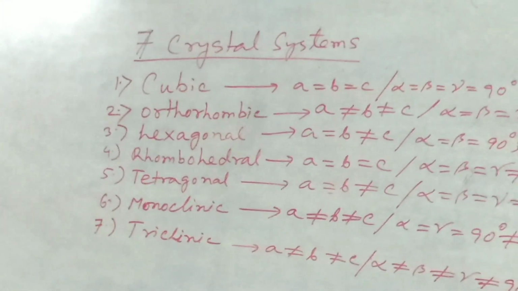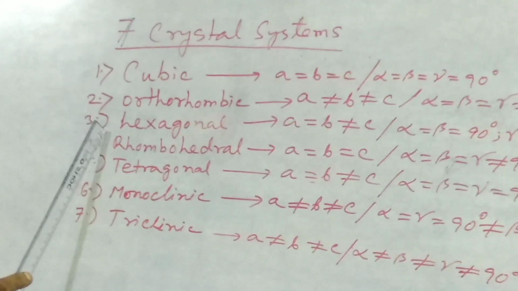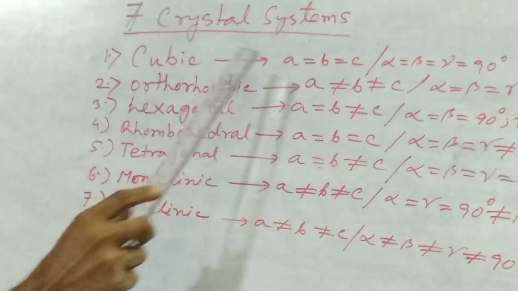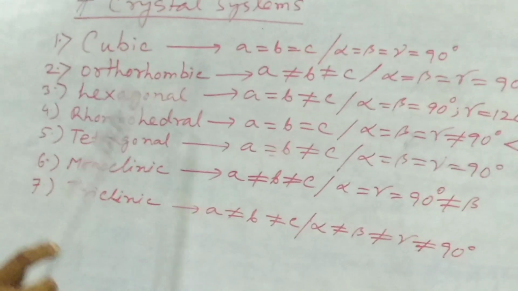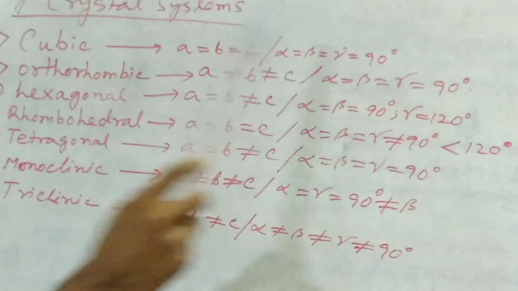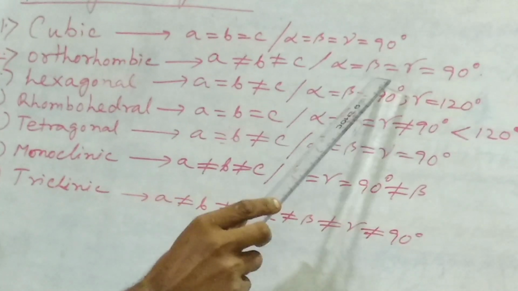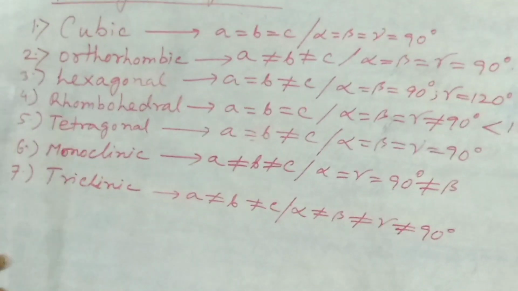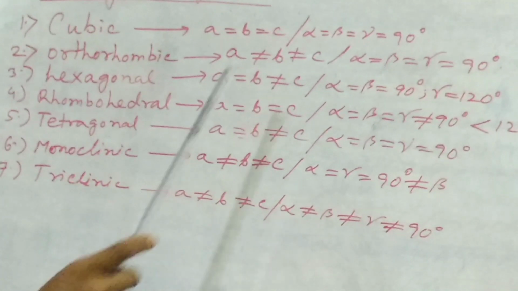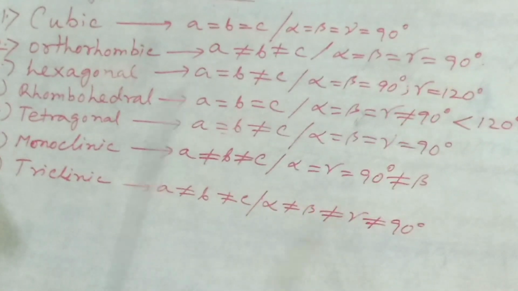Now, besides the unit cell, there are 7 crystal systems. Those are cubic, orthorhombic, hexagonal, rhombohedral, tetragonal, monoclinic, and triclinic. Now I have given the parameters of the unit cells. You see, for cubic unit cell, all the edge lengths are equal and all the angles are equal and equal to 90 degree. For orthorhombic, all the edge lengths are unequal and all the angles are equal to 90 degree. For hexagonal, a equals b, that is 2 edges are equal and the third edge is not equal to them, and alpha and beta are 90 degree but one angle is 120 degree.